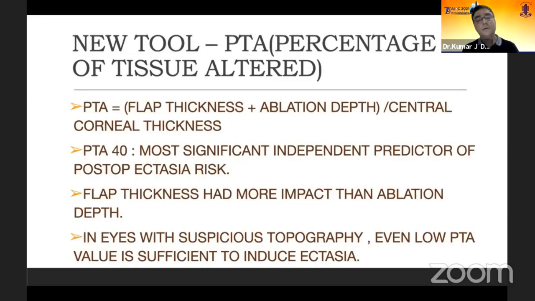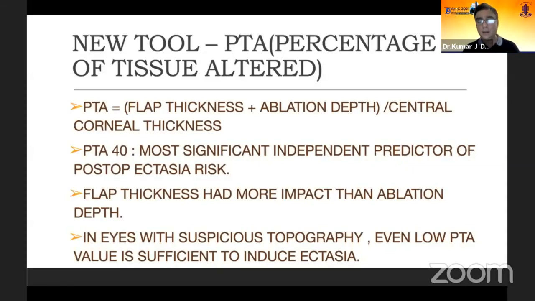The newer tool, of course, is the PTA. All of us also follow this: the flap thickness plus ablation depth divided by central corneal thickness. But I believe there was a huge study in Korea, which some of you might know about, where in one eye they followed the PTA and in the other eye they did not. I think the study was almost 12,000 eyes, and they found no statistical difference. I don't know what the panel would like to say after I finish my talk, but I'm still following PTA in my protocol as routine for all patients.